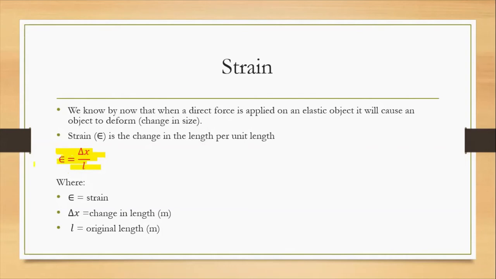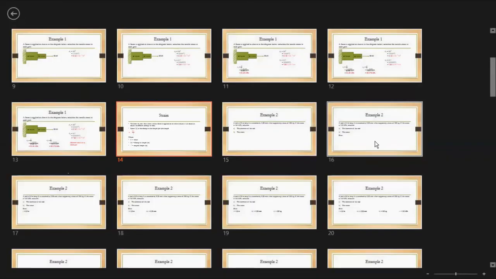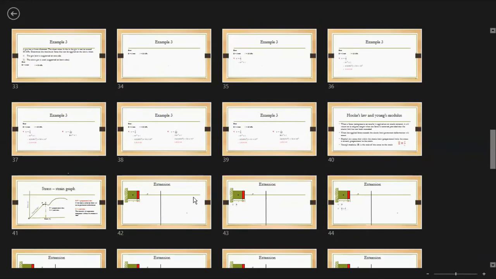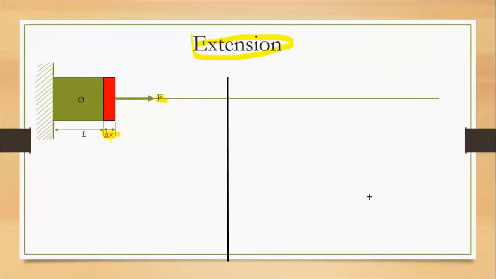But in the example or on the extension that I have there, the one that I want us to look at, we don't have strain here. We don't have strain, but we are given a force. So how do we calculate it using a force? How do you calculate extension where we are given a force? That is my question.